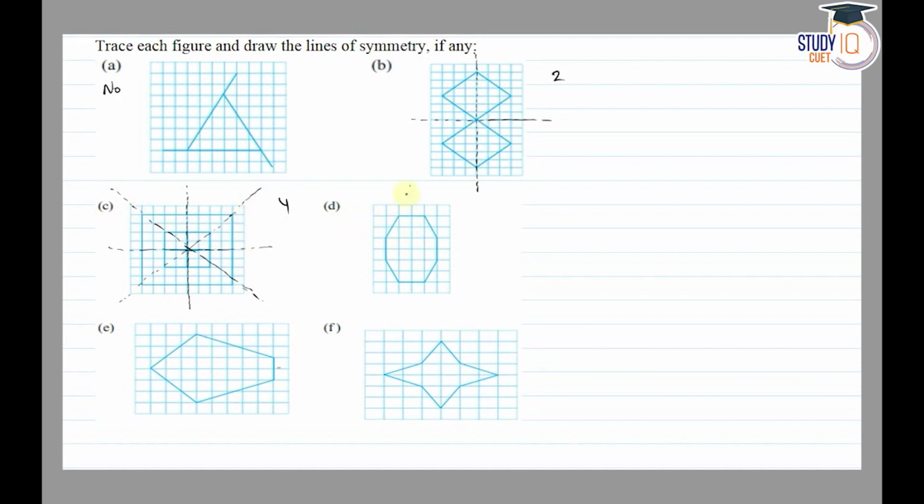In part D, it's symmetric about a vertical line and a horizontal line. So here two lines of symmetry are available. In part E, this figure is symmetric about a horizontal line and it's not symmetric about a vertical line. So here only one line of symmetry.